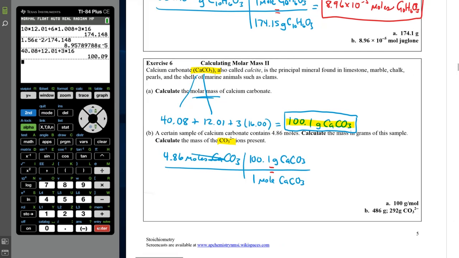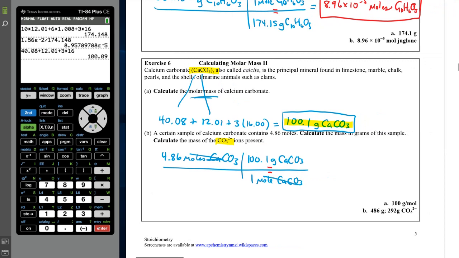Moles, pardon me, moles will cancel out, and that'll leave us with grams. All right, so I go back to my calculator, 4.86 times 100.1 gives us 486 grams of, let's label it, calcium carbonate. Make sure to try to label those things as you're working your way through the problem. Now, the second part of it, don't miss that.